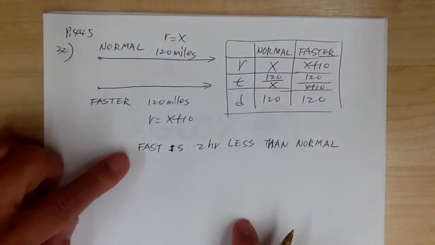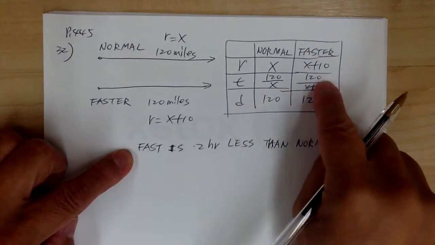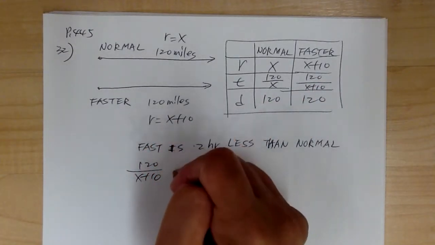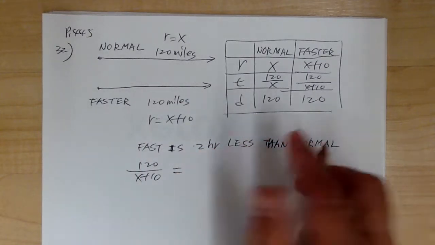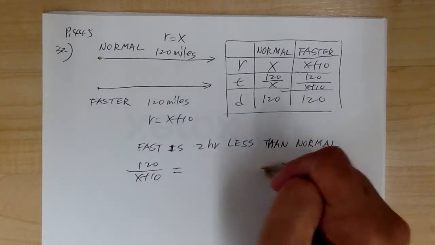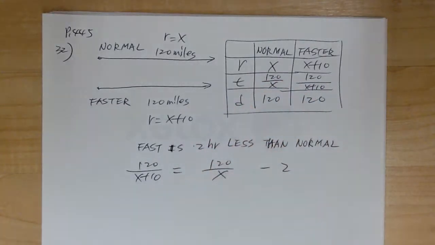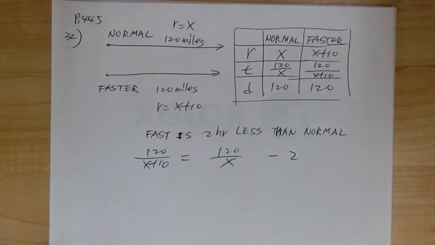Okay, so the time for going fast is this. So it would be 120 over x plus 10. Is means equal. Now it's less than, so you have to put it back. So it would be 2 hours less than normal. Normal is 120 over x. Okay, so again, now you have to solve the equation.